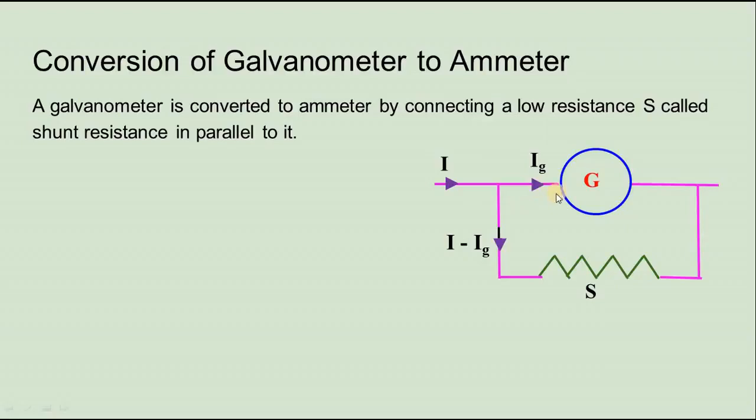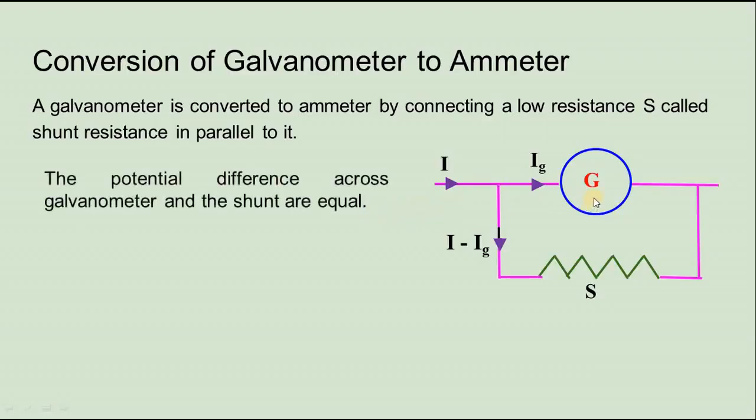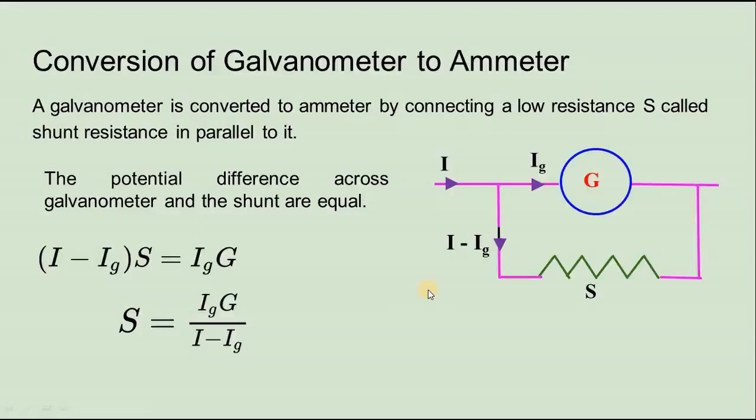Since only Ig current can flow through the galvanometer, the remaining current I minus Ig will flow through the shunt resistance. Since the galvanometer and shunt resistance are connected in parallel, the potential difference across them will be equal. Therefore, (I minus Ig) into S equal to Ig into G, or S equal to Ig into G by I minus Ig. This gives the expression for the shunt resistance.